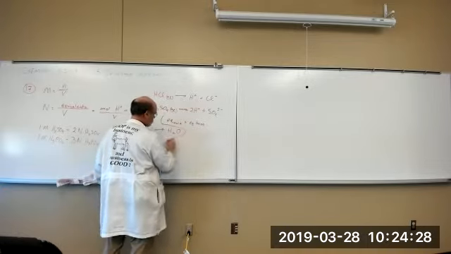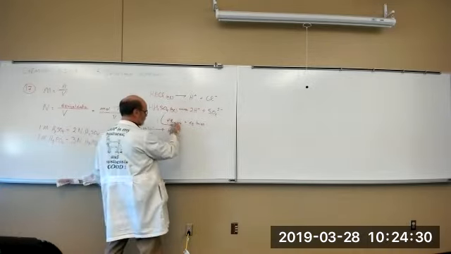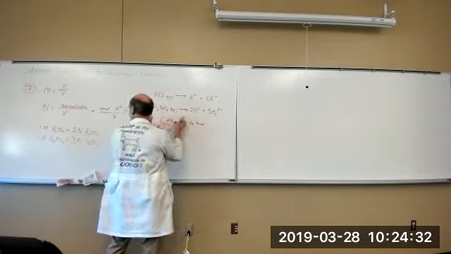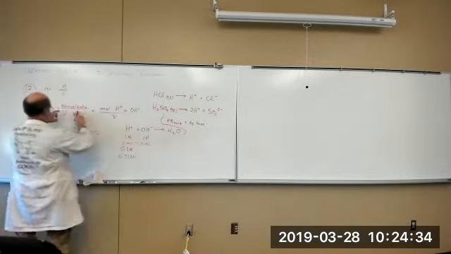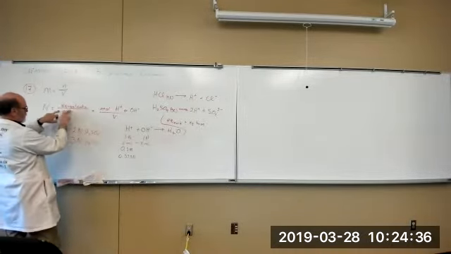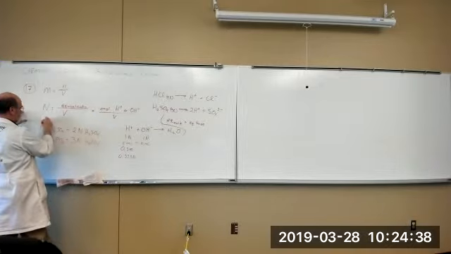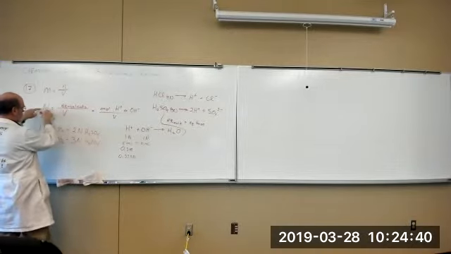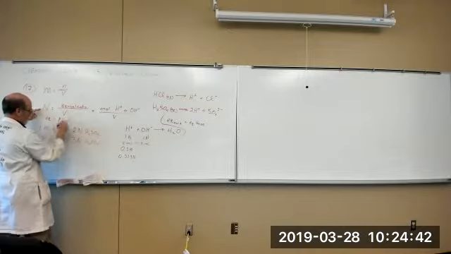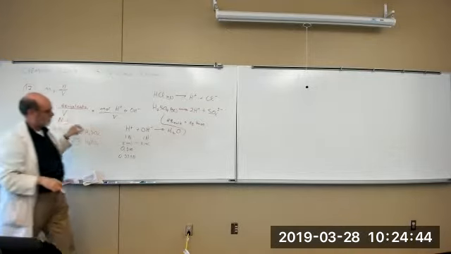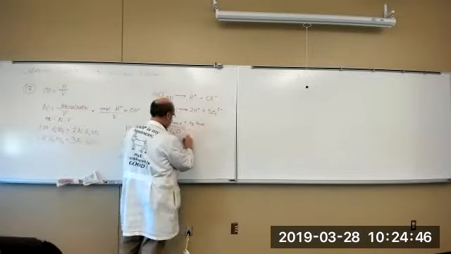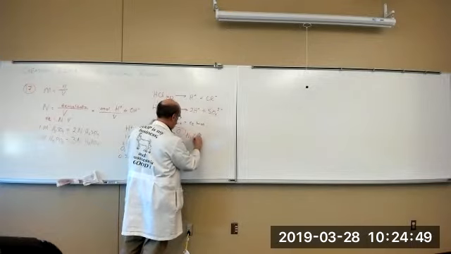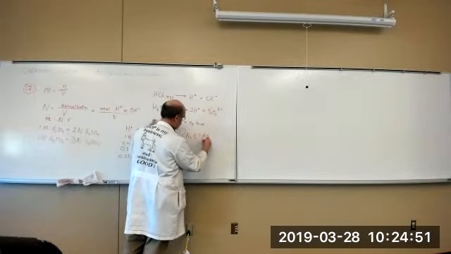And then this translates into here. If we solve this for equivalence, it is N times V, normality times volume. So this would be normality of acid times volume of acid equals normality of base times volume of base.